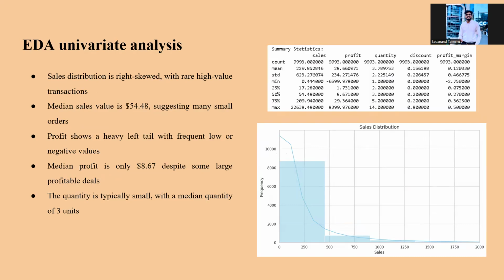So in this slide, we discuss EDA, univariate analysis. The sales distribution is right skewed with rare high value transactions. Median sales value is 54.48, suggesting many small orders. Profit shows a heavy left tail with frequent low or negative values, and the median profit is only 8.67 despite some large profitable deals, and the quantity is typically small with a median quantity of 3 units.